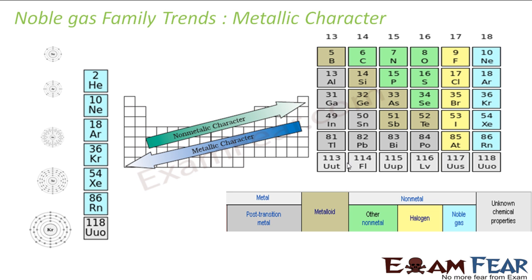If we talk about the metallic character, all the elements in this noble gas group are non-metals. They are non-metals, but still, if we talk about the metallic character, if you go down the group, the metallic character decreases, or if you go down the group, non-metallic character increases. And thus, if you see, these are a little reactive and these are a little inert.